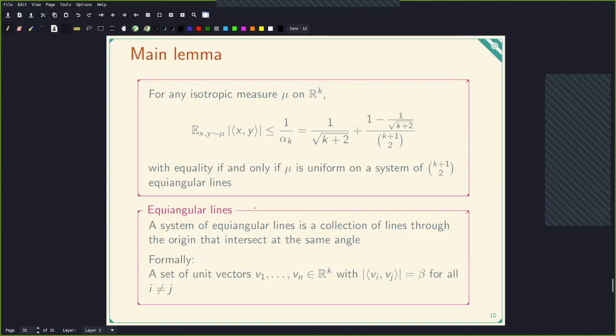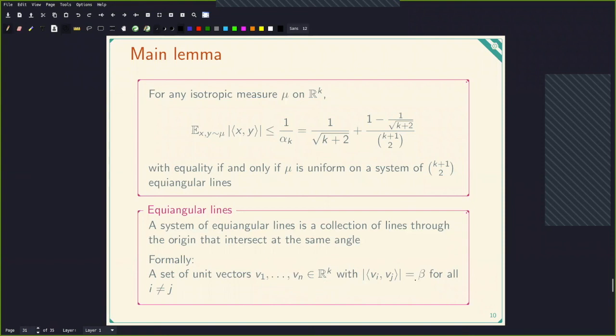So what are equiangular lines, just so we understand these things? Well, a collection of equiangular lines is just a bunch of lines that go through the origin, and they all intersect at the same angle. Of course, working with an actual line is a bit weird, so let's just work with unit vectors that span the lines. So we'll say a set of unit vectors is a system of equiangular lines if they're all unit vectors and the pairwise inner products are the same in absolute value. So they're all plus or minus some fixed beta.